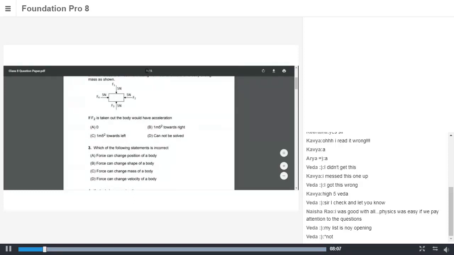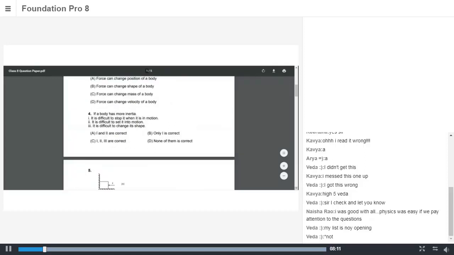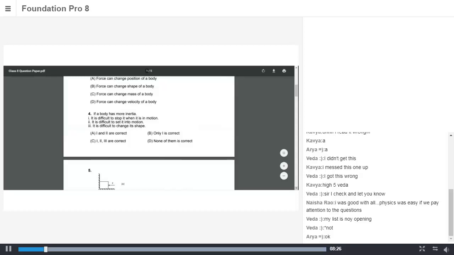1 meter per second was right. I saw 3. I only missed 4. It's okay. 4 is if inertia is more, what would happen? Is it difficult to stop? I didn't get this question. See, inertia. What does inertia mean? It is the opposition to change.